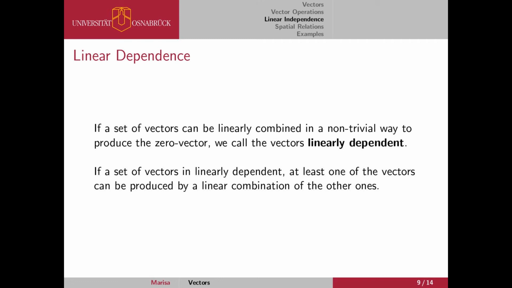But there's also another cool thing that comes with linear dependence. If a set of vectors is linearly dependent, it also means that at least one of the vectors of the set can be produced by a linear combination of the other vectors. In the case of linear independence, this is not possible. All vectors contain some information or some part that cannot be described by the other ones. Let us look at two examples now.